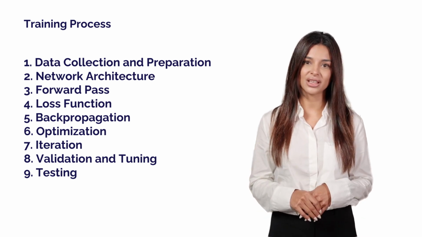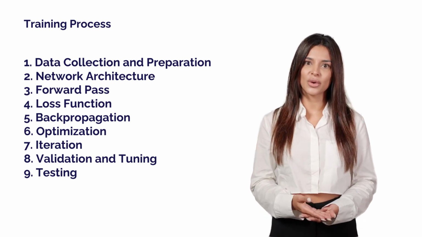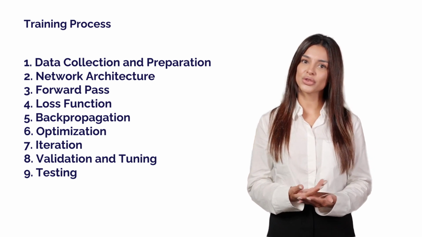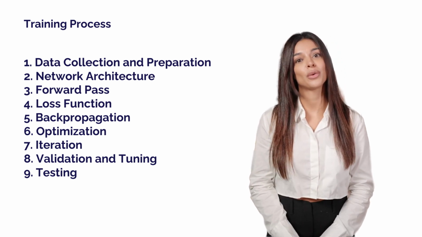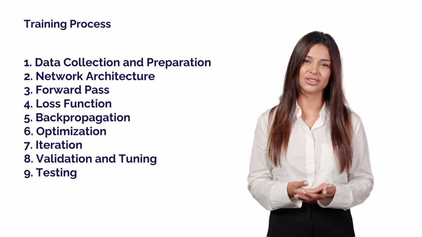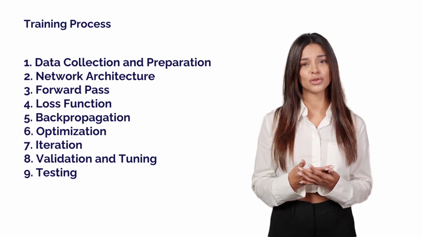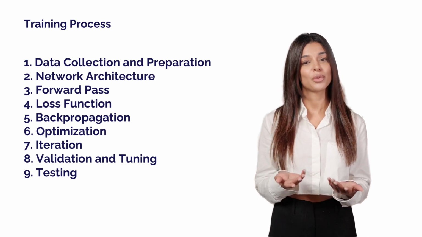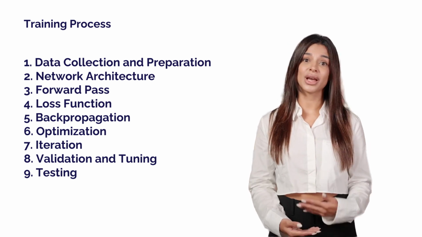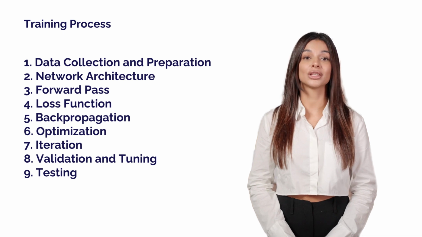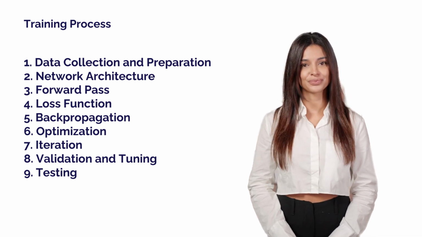8. Validation and tuning. Evaluate on validation set. After each epoch, the network's performance is evaluated on the validation set. This helps to monitor the training progress and detect overfitting. Tune hyperparameters. Based on the validation performance, you might need to adjust hyperparameters.